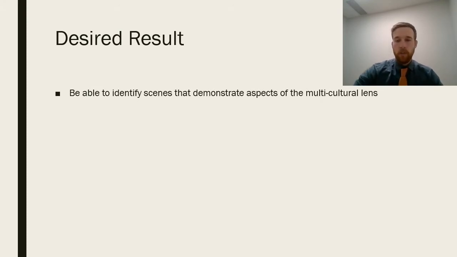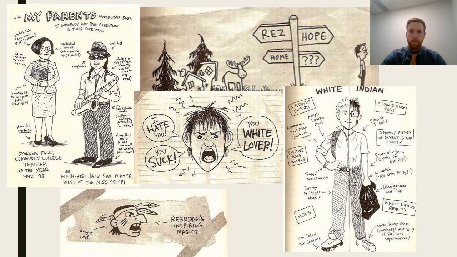So we're going to focus on something called the multicultural lens. Today our goal is just to identify scenes that go with that multicultural lens, see if we can go back and reread with this lens to see things a little bit differently. And then we'll do some deeper thinking with it once we get a handle on it.